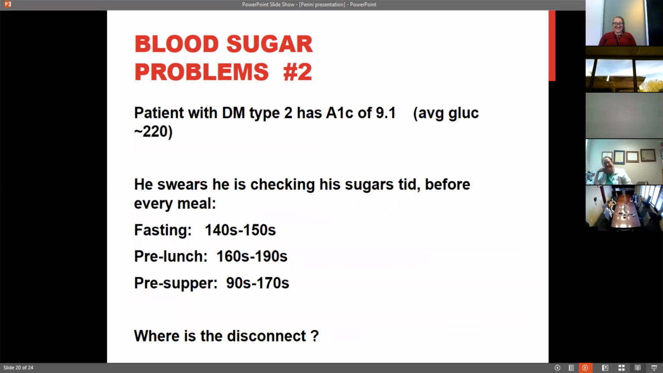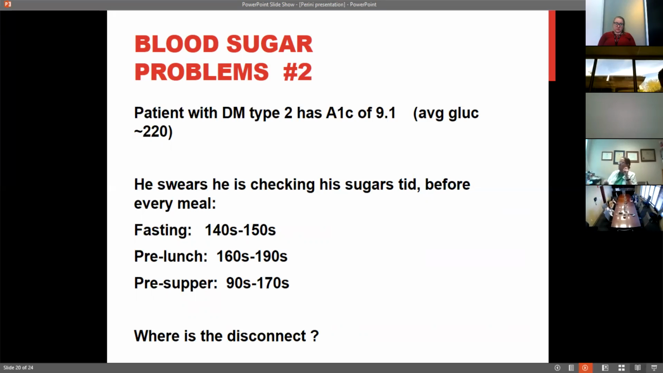Next slide. So this is the next case. This might be the last one, but this patient also has type 2 diabetes and their A1C is 9.1. So their average glucose is about 220. That's what an A1C of 9.1 means.